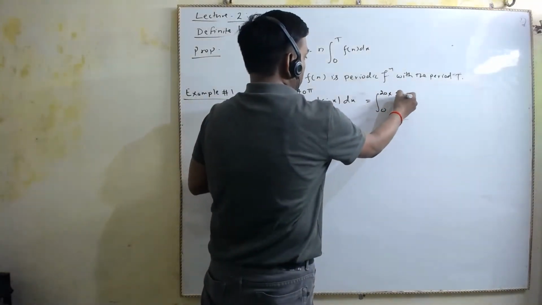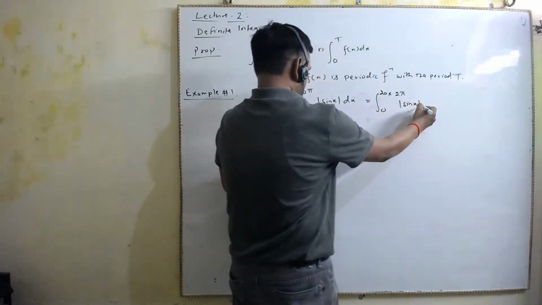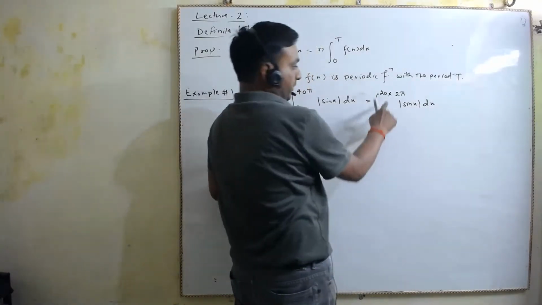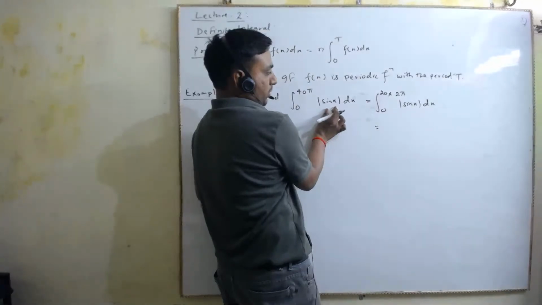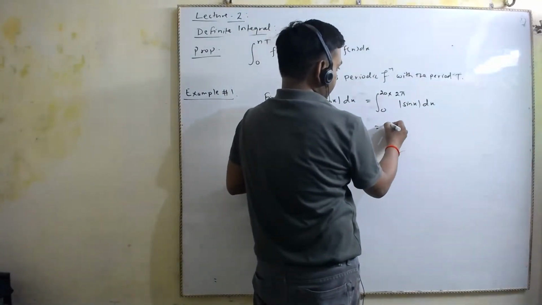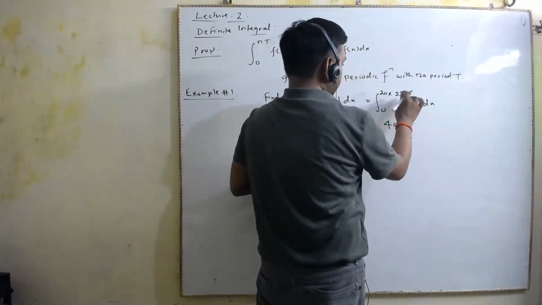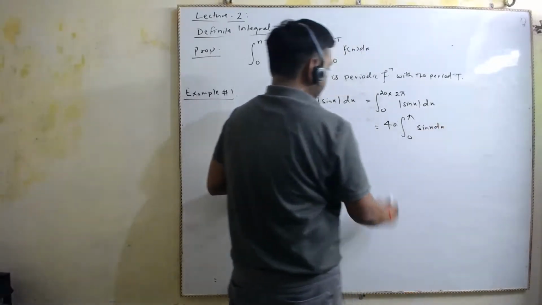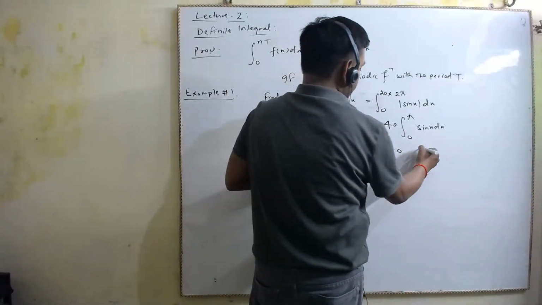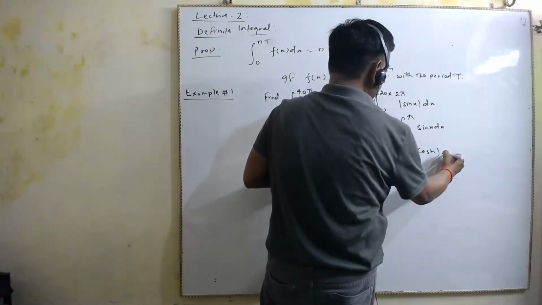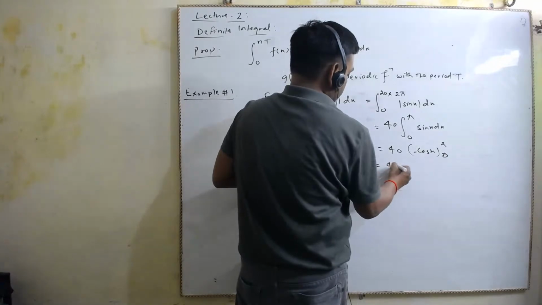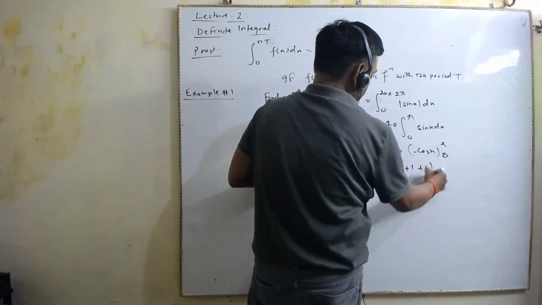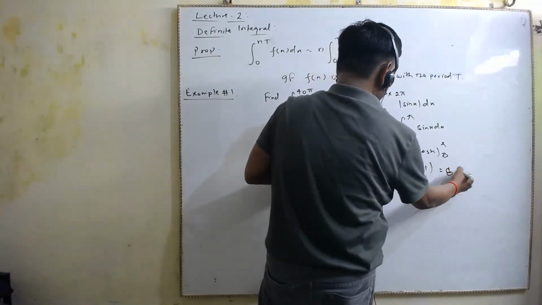You can write this as 20 into the integral from 0 to 2 pi of modulus of sin x dx. Or you can take it from 0 to pi itself, because this is a modulus function. So this can be written as 40 times the integral from 0 to pi of sin x dx. So 40 times, the integral of sin x is minus cos x, from 0 to pi. So this will be 40 times minus cos pi, that is plus 1, minus of minus 1, right? So that is 80.